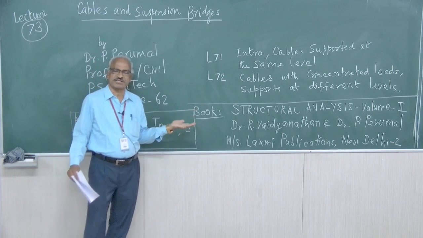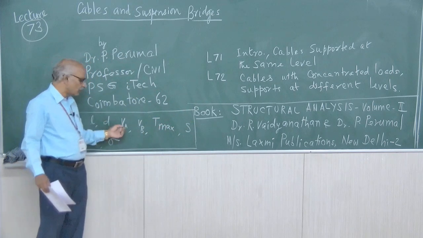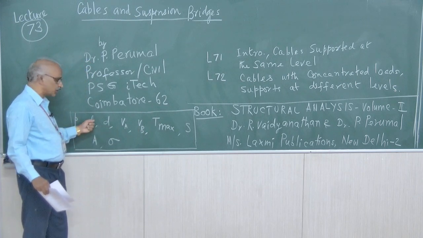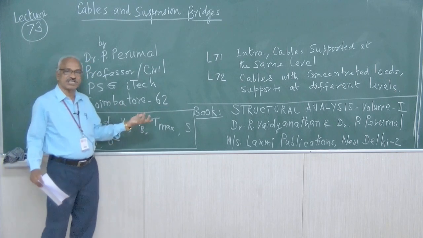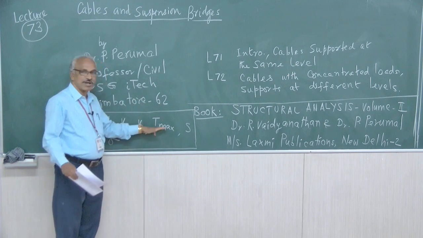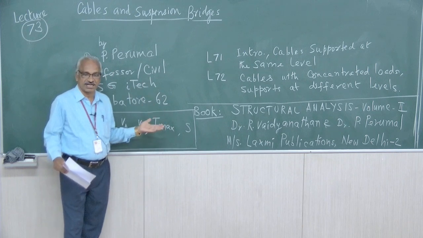The problem is very simple, because when the cable is supported at the same level, we know VA equal to VB equal to PL by 2, PL by 2. The horizontal tension is equal to PL square by 8D, and the T max equal to root of V square plus H square. That we have discussed in the earlier class.